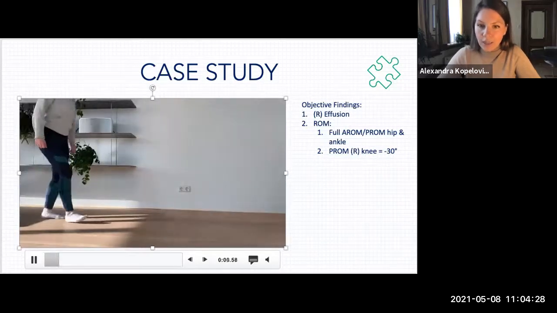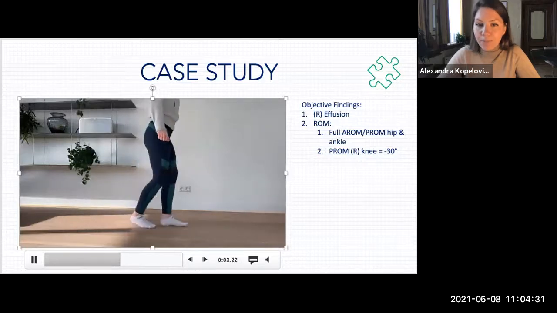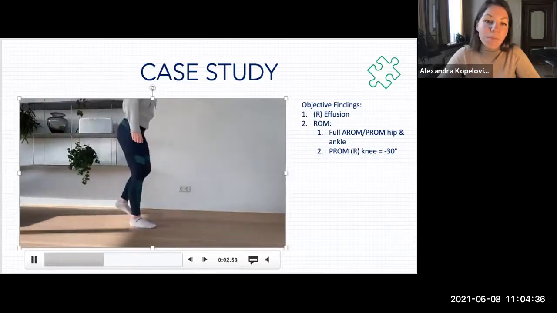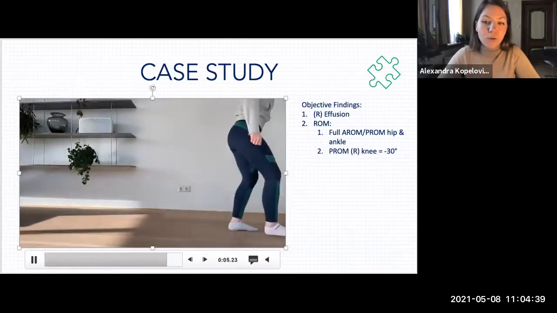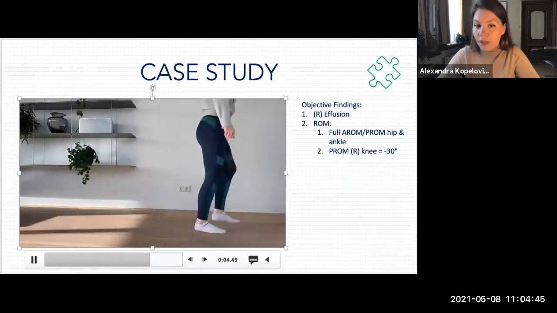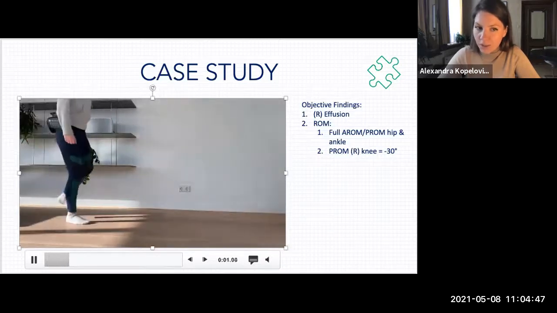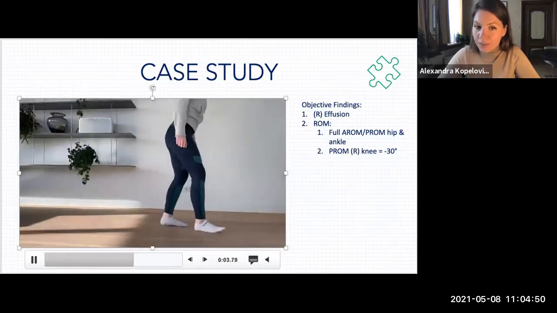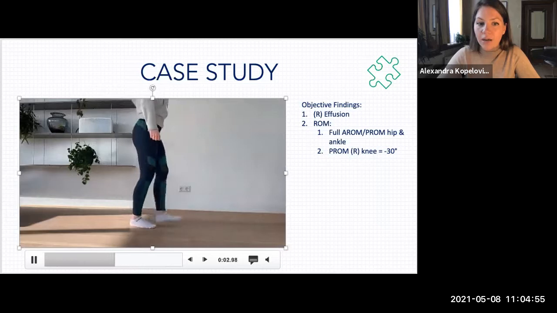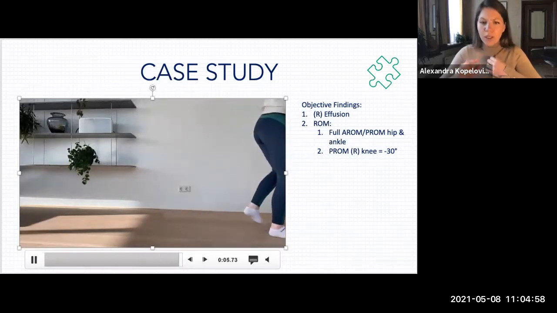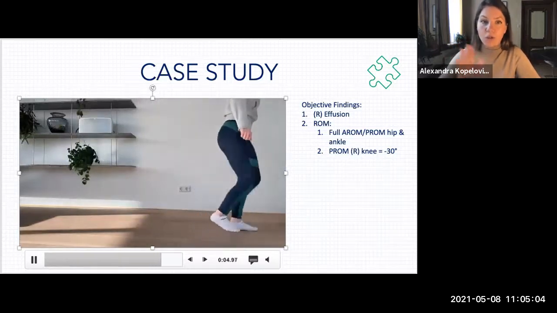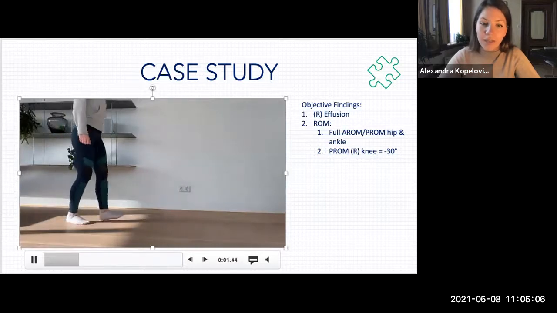So there are some objective findings that I've put down for you. The right knee, you found effusion. So obviously there is swelling. You measured that with a tape measure. In terms of range of motion, you found full active range of motion and passive range of motion of the hip and ankle joints, which is interesting because in this video, you can definitely tell that the hip is flexed for the duration of the entire gait cycle, as well as the ankle. Ankle maintains pretty much in the dorsiflexed position, but passively and actively as well during normal measurements, these measurements are okay of the ankle and hip.